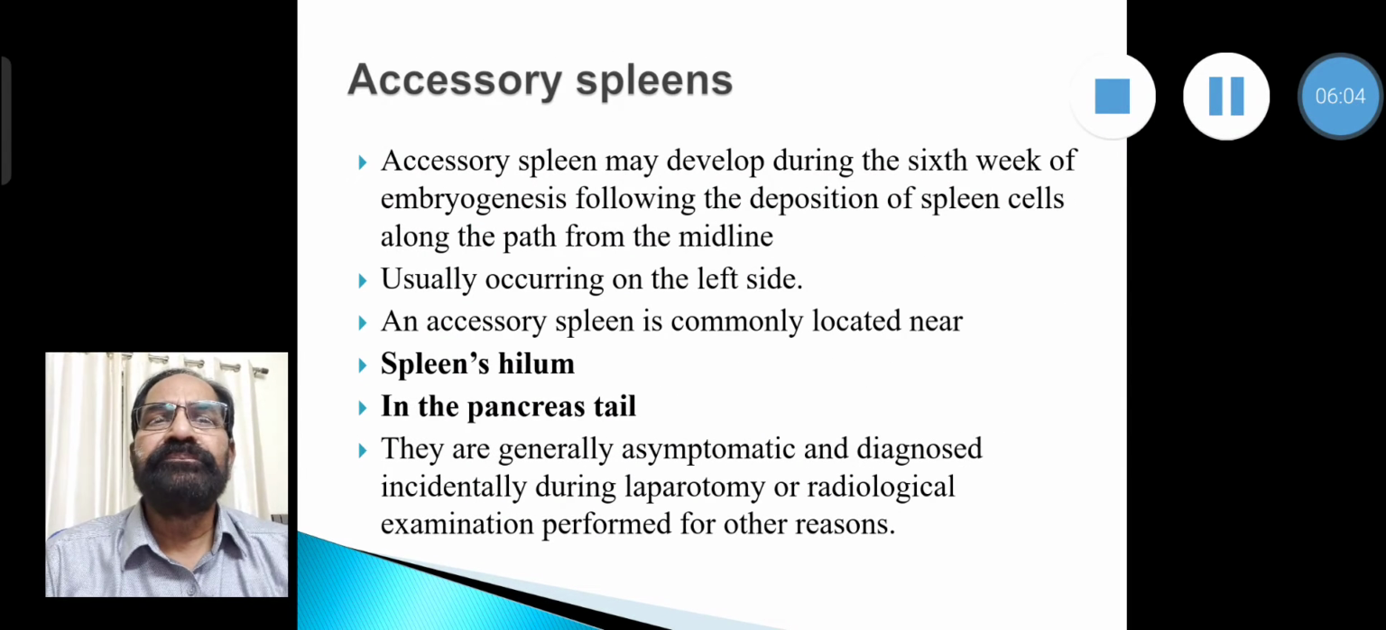Accessory spleens. Accessory spleens may develop during the 6th week of embryogenesis following deposition of splenic cells along the pathway from the midline, usually occurring on the left side. An accessory spleen is commonly located near the splenic hilum or in the tail of the pancreas. They are generally asymptomatic and diagnosed incidentally during laparotomy or radiological examination performed for any other reason.